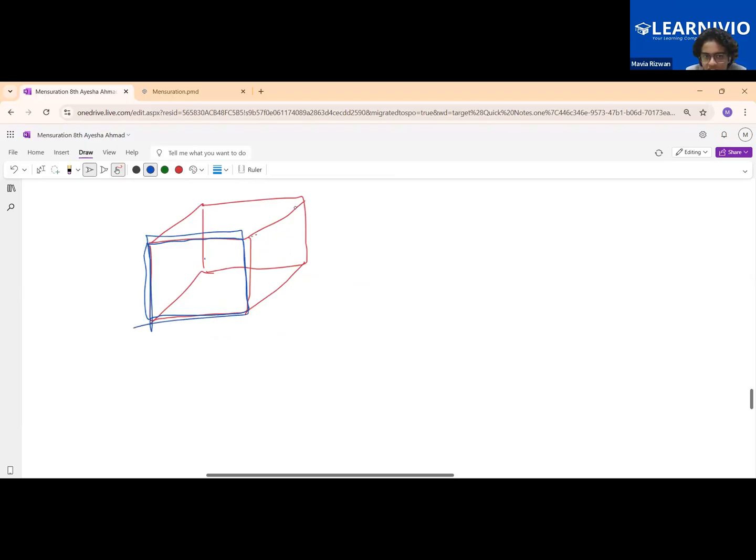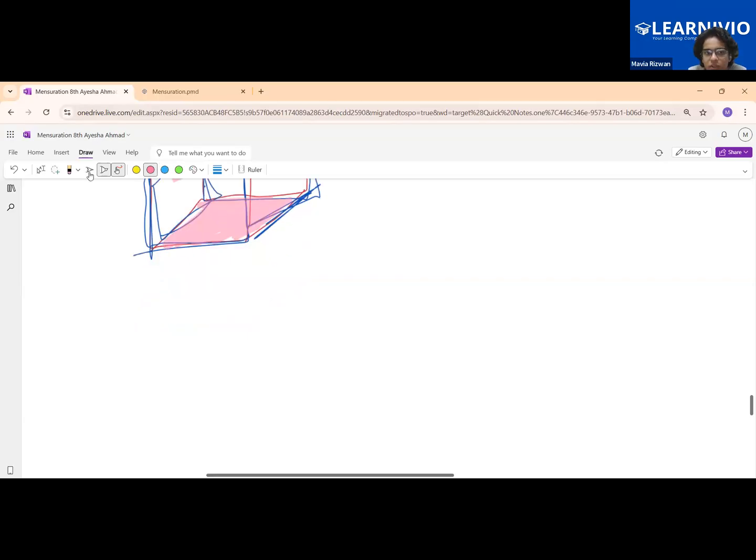We need this face. We need the back faces, and we need this face. Okay, I'll highlight what we don't need. We don't need this top, and we don't even need this bottom. Rest everything we need. Okay. So, Aisha, I'm saying area of one face.